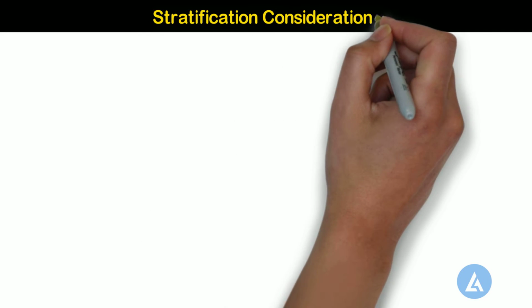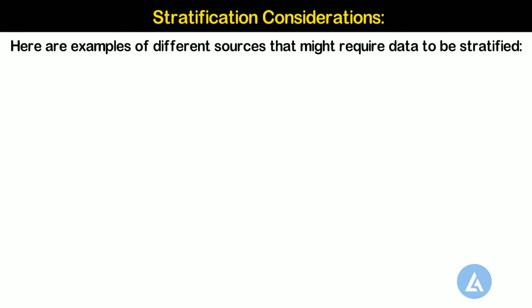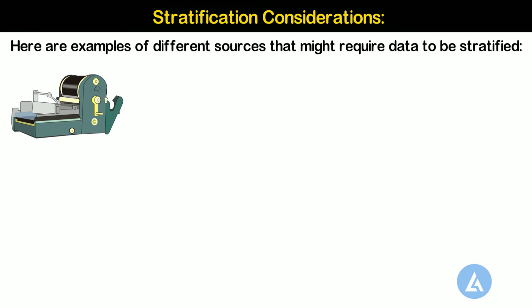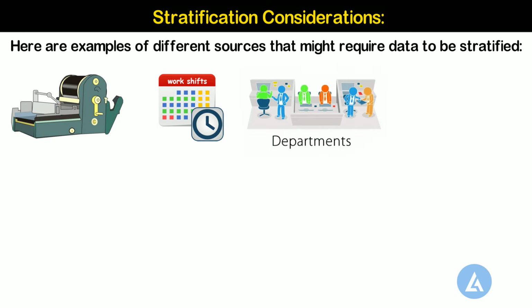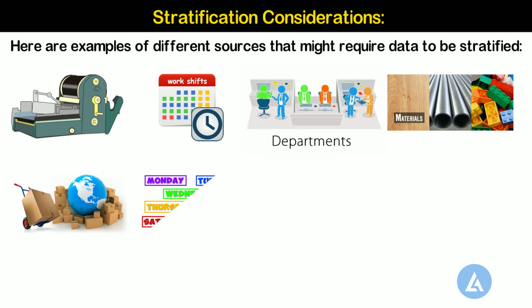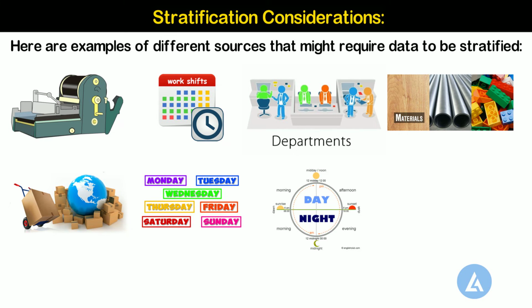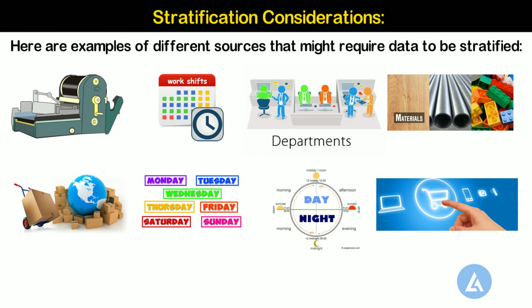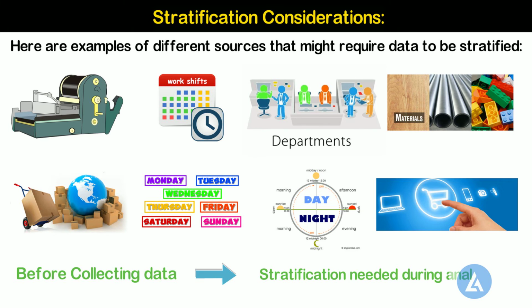Stratification considerations. Here are examples of different sources that might require data to be stratified. Equipment, shifts, departments, materials, suppliers, day of the week, time of day, products. Survey data usually benefit from stratification. Always consider before collecting data whether stratification might be needed during analysis.